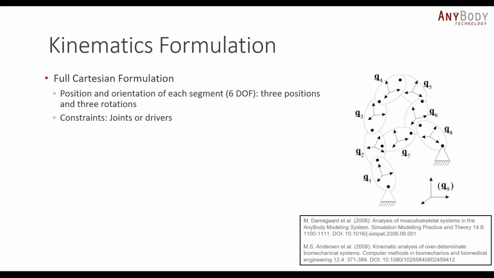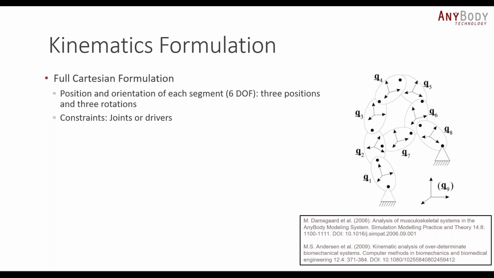So going a little bit more in detail about the kinematics formulation. In the AnyBody modeling system, we use the full Cartesian formulation, and this means that every rigid segment is described by 6 degrees of freedom, 3 positions and 3 rotations. And for each of these degrees of freedom, we need constraints in the system. So these can be in the form of joints that come between different segments, or drivers that specify the motion of one or more degrees of freedom.